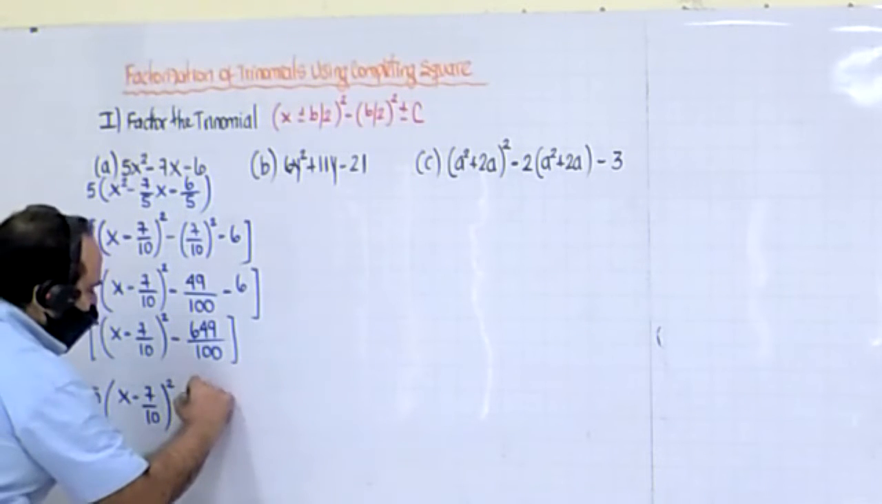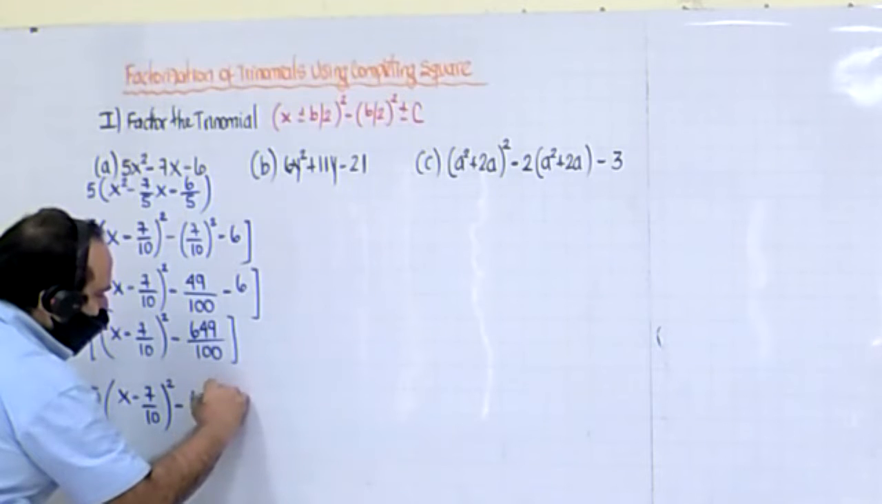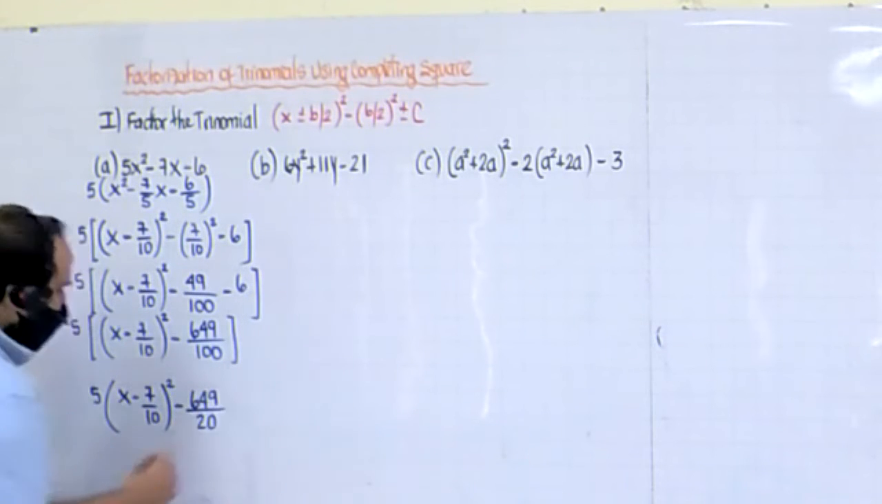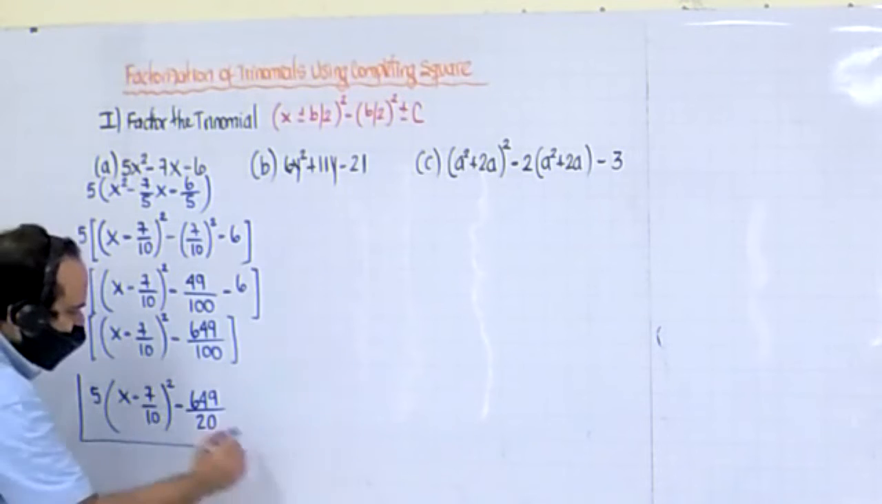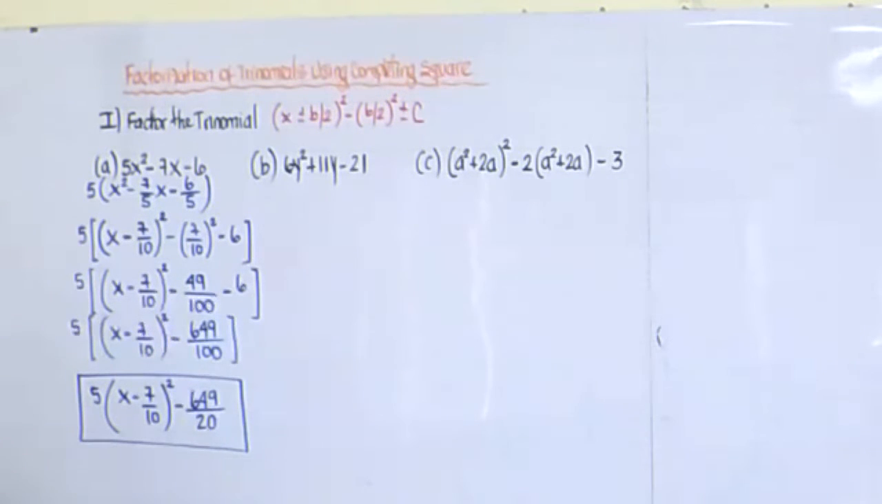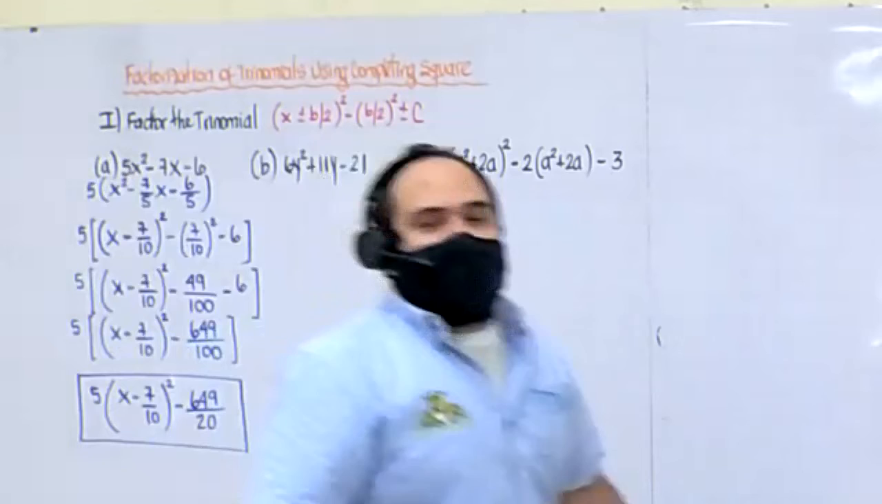And that will be -649 over 20. And this is going to be, my dear students, the answer or the factorization of this perfect square trinomial.